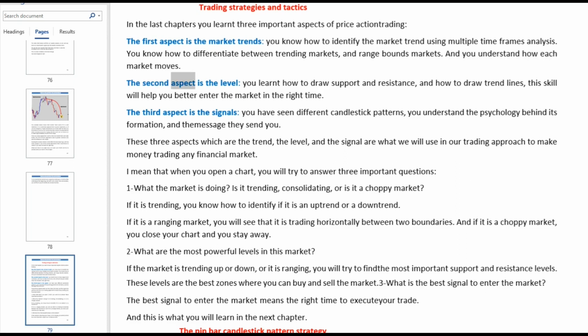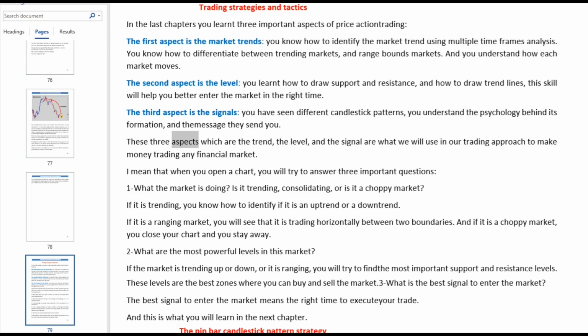The second aspect is the level. You learned how to draw support and resistance, and how to draw trend lines. This skill will help you better enter the market at the right time. The third aspect is the signals. You have seen different candlestick patterns, you understand the psychology behind their formation, and the message they send you.